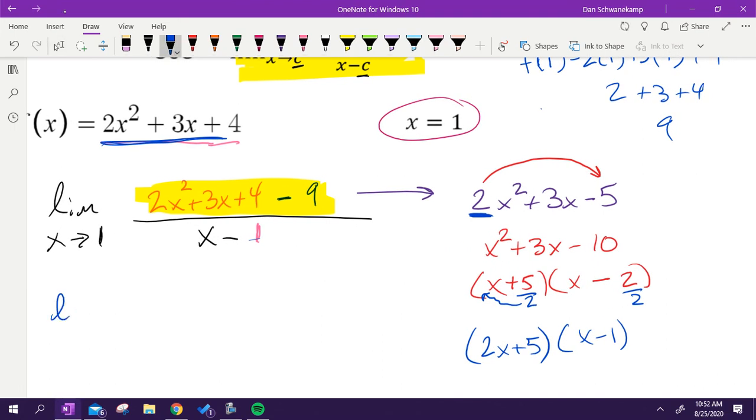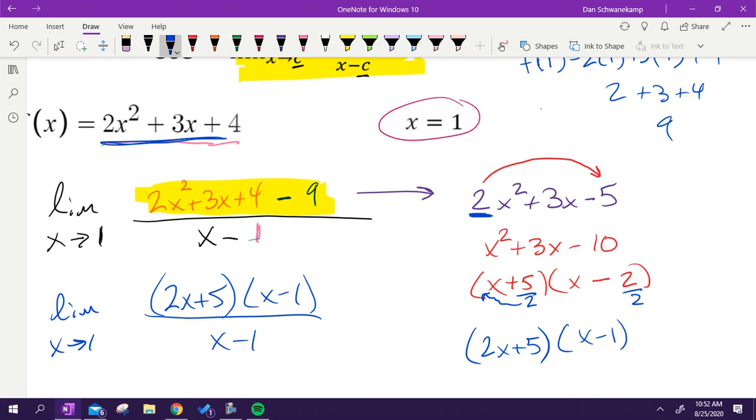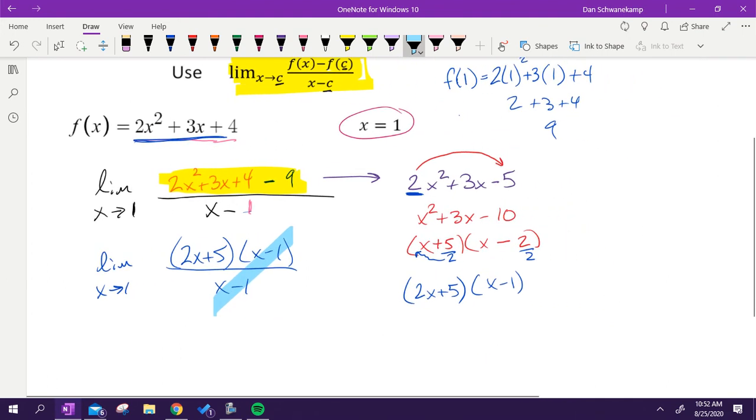So once I've done this, now I get this problem. Limit as x approaches 1. I factored the top: 2x plus 5 and an x minus 1. I've got an x minus 1 on bottom. If you did it right, you better cancel out something. Here I've got an x minus 1 on top and bottom. We're going to cancel.